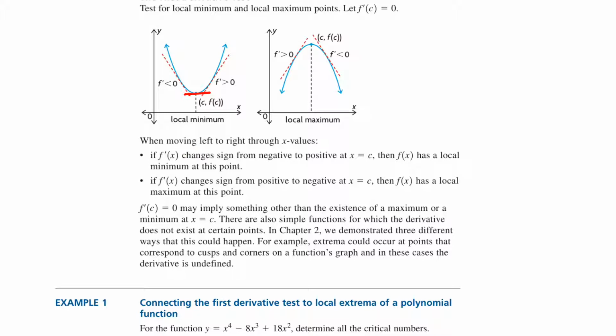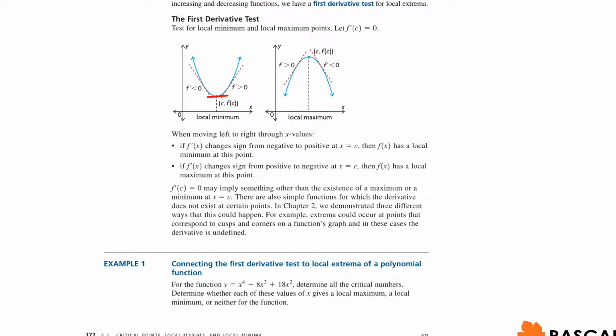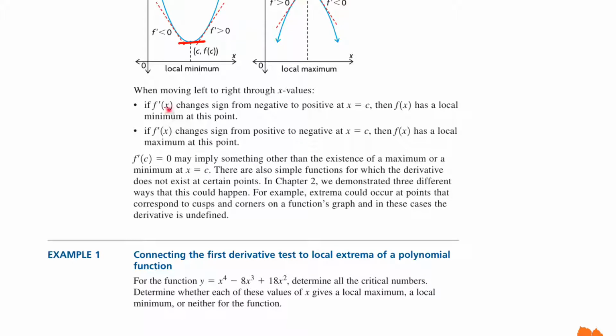When moving left to right through x values, if f prime of x changes sign from negative to positive at x equals c, then f of x has a local minimum at this point. If f prime of x changes sign from positive to negative at x equals c, then f of x has a local maximum at this point. f prime of c equals 0 may imply something other than existence of maximum or minimum at x equals c.